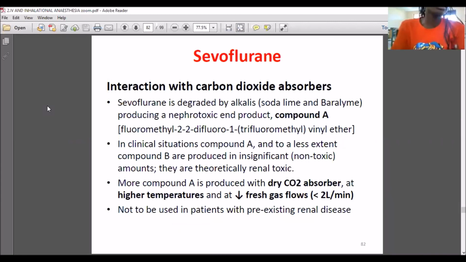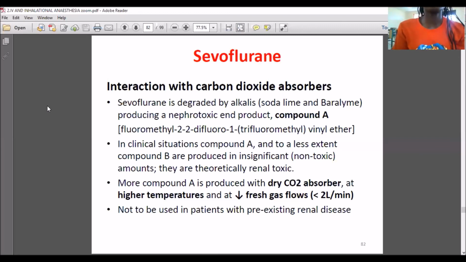So let's talk about its interaction with carbon dioxide absorbers. Sevoflurane is degraded by alkalis, like soda lime and baralyme, producing a nephrotoxic end product, compound A, fluoromethyl 2,2-difluoro-1-(trifluoromethyl) vinyl ether. In clinical situations, compound A and to a lesser extent compound B are produced in insignificant, non-toxic amounts.